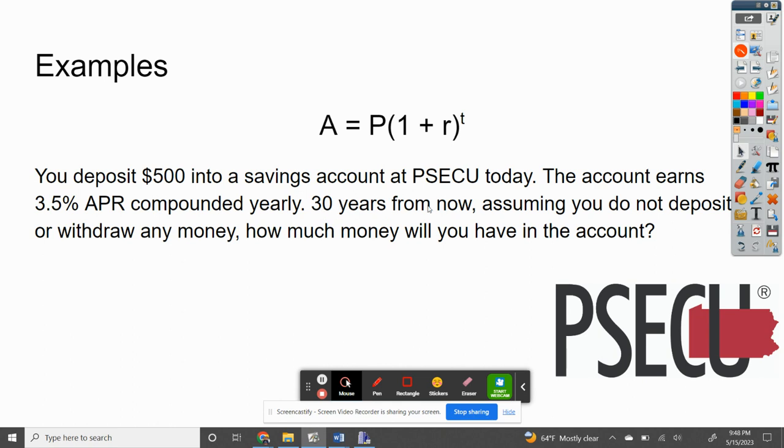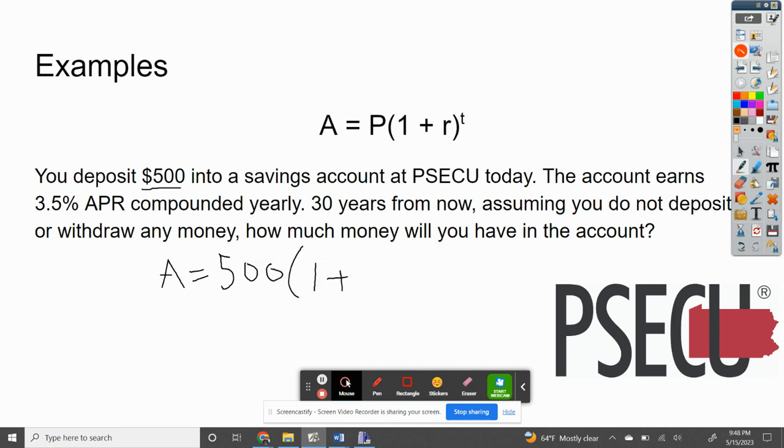And it wants us to do that 30 years from now. And it says, assuming you do not deposit any money or withdraw any money, how much will we have in the account? So that just means we can use this formula pretty straightforward. So my amount, A, is equal to my principal, and my principal is my initial investment. What am I putting into the account? I'm depositing $500. So P is $500.